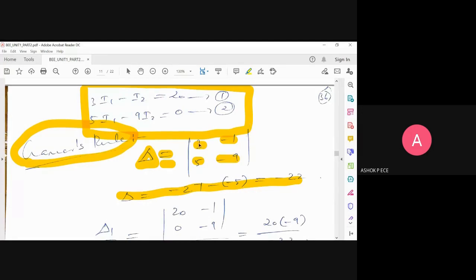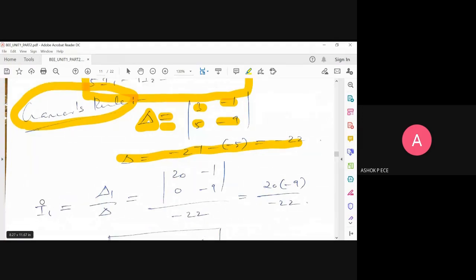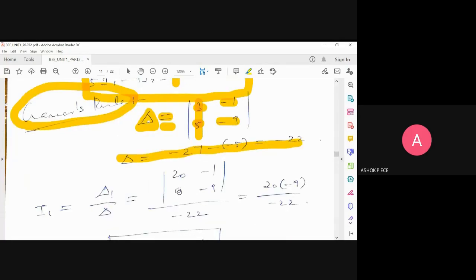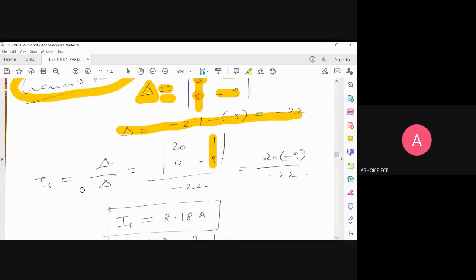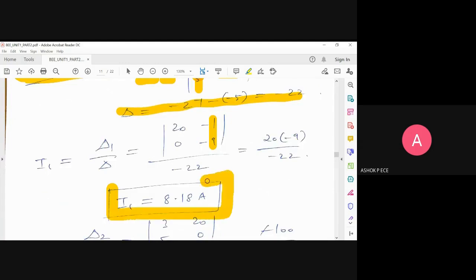So, find out the delta. 3 into minus 9 minus minus 5. Expand the determinant, so the determinant value comes to be minus 22. Now, I am going to find I1. The formula for I1 as per Cramer's rule is I1 equal to delta 1 by delta. What does delta 1 mean? In the determinant, you have to replace the first column by the constants, 20, 0. The second column will be the same, minus 1, minus 9. Divided by delta, which we got as minus 22. So the answer will be 20 into minus 9 by minus 22, so you will get the answer as 8.18 amperes.